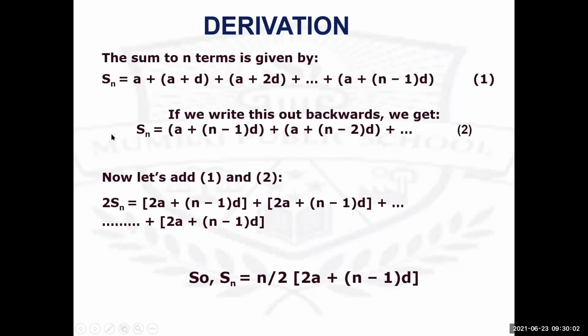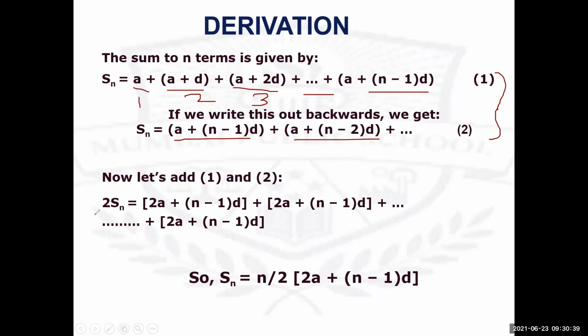Now, the derivation. The sum of n terms is given as, check, if you write it properly: a is the first term, a plus d second term, third term, 1, 2, 3, and so on. This will go to the last term. And if you write this out backwards, the last term, the second last term, and so on, now what we are going to do is add these two equations.